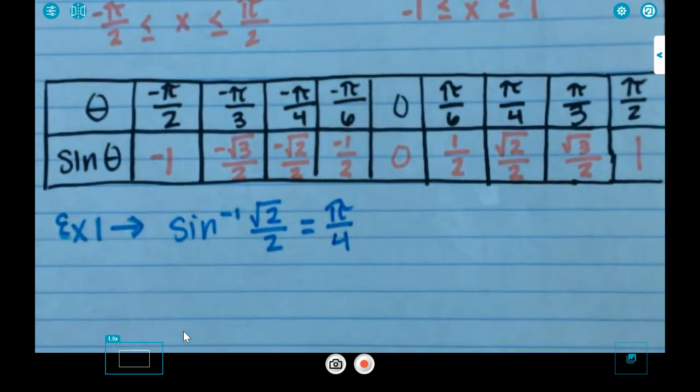Why do I have negative written down from last year? Did I miss something? Is that all we're doing? Yeah, pi over 4. I don't know why I have a negative written down here. That's a typo from last year. All right, so that's literally all we're doing, and we're going to do that for cosine and tangent as well.